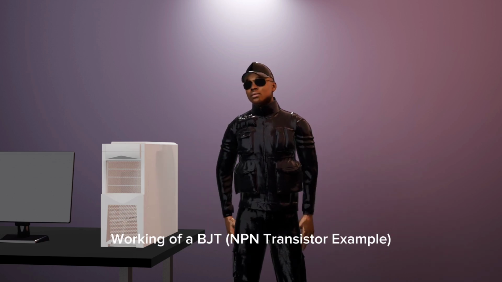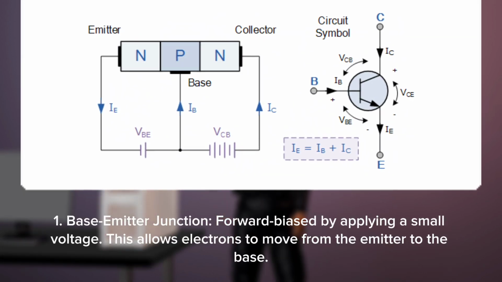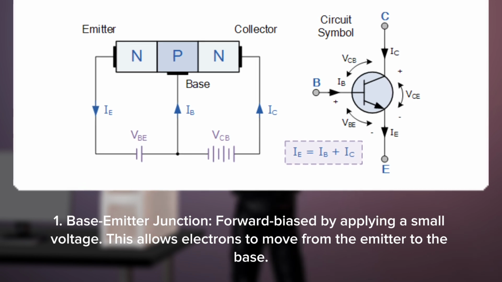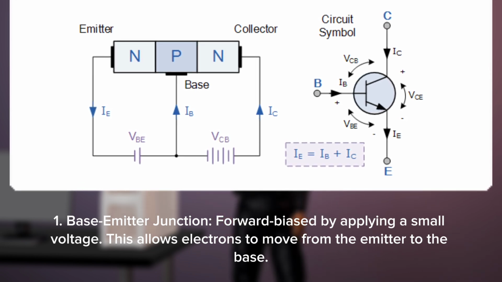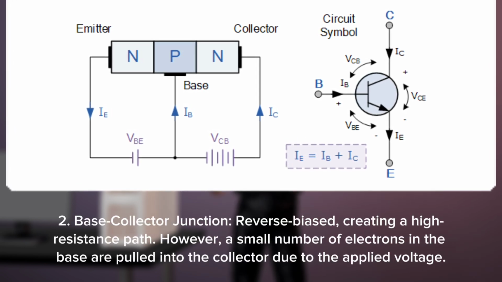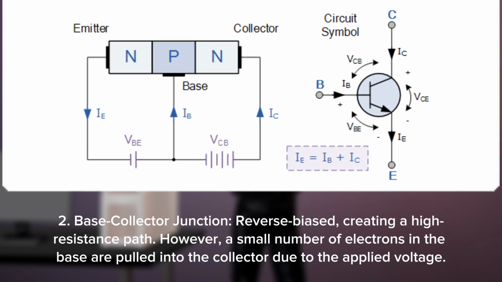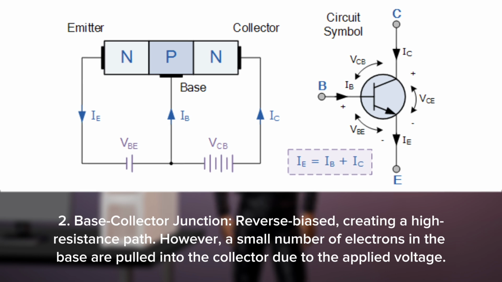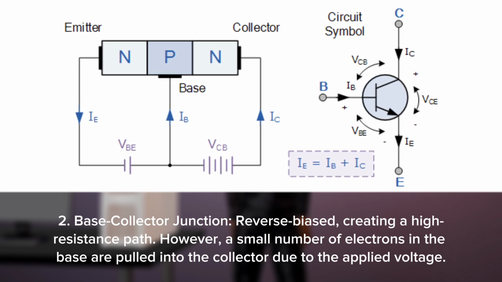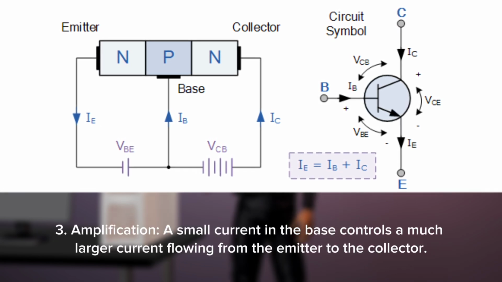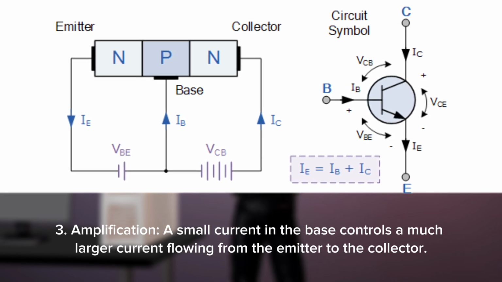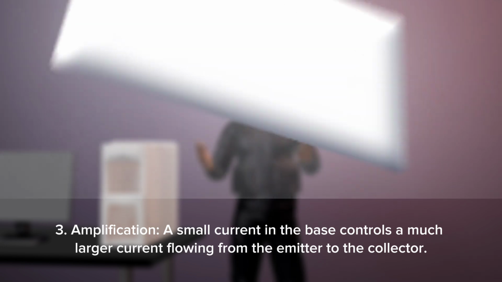Working of a BJT NPN transistor example. 1. Base-emitter junction. Forward biased by applying a small voltage. This allows electrons to move from the emitter to the base. 2. Base-collector junction. Reverse biased, creating a high resistance path. However, a small number of electrons in the base are pulled into the collector due to the applied voltage. 3. Amplification. A small current in the base controls a much larger current flowing from the emitter to the collector.